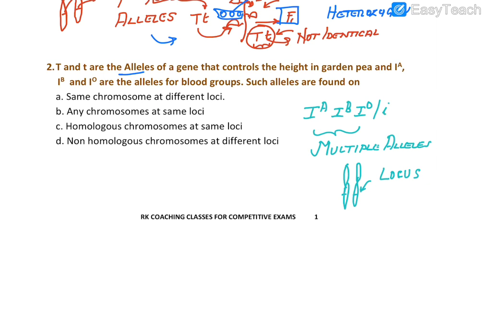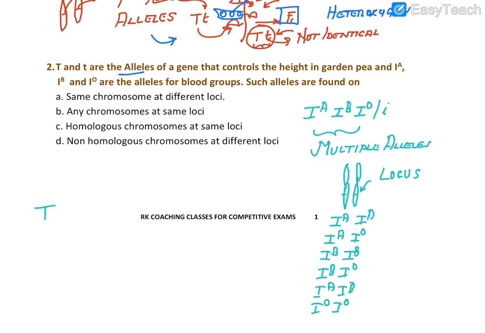Then these three alleles should occupy two positions. In what combinations can they come together? IA can come with IA. Another possibility, IA can come with IO. Another one is IB with IB. Then IB can come with IO. IA can also come with IB. Then IO with IO can come together. So the number of genotypes that are possible if three alleles are present.